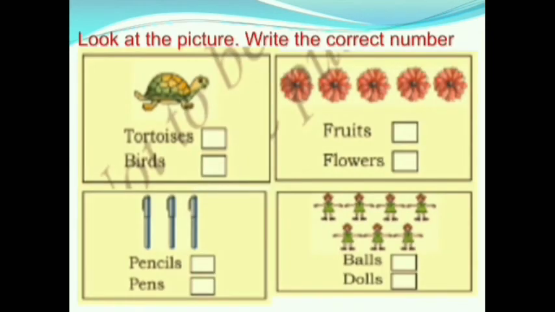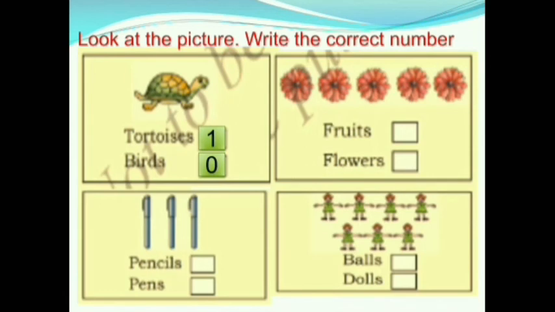Children, now we should look at the picture and write the number of objects in each box. In the first box, we have a tortoise. First we should write the number of tortoises and birds. Are there any tortoises? Yes, there is only one tortoise. So we will write 1. Next, are there any birds in this picture? No, no birds in this picture. So we will write 0.